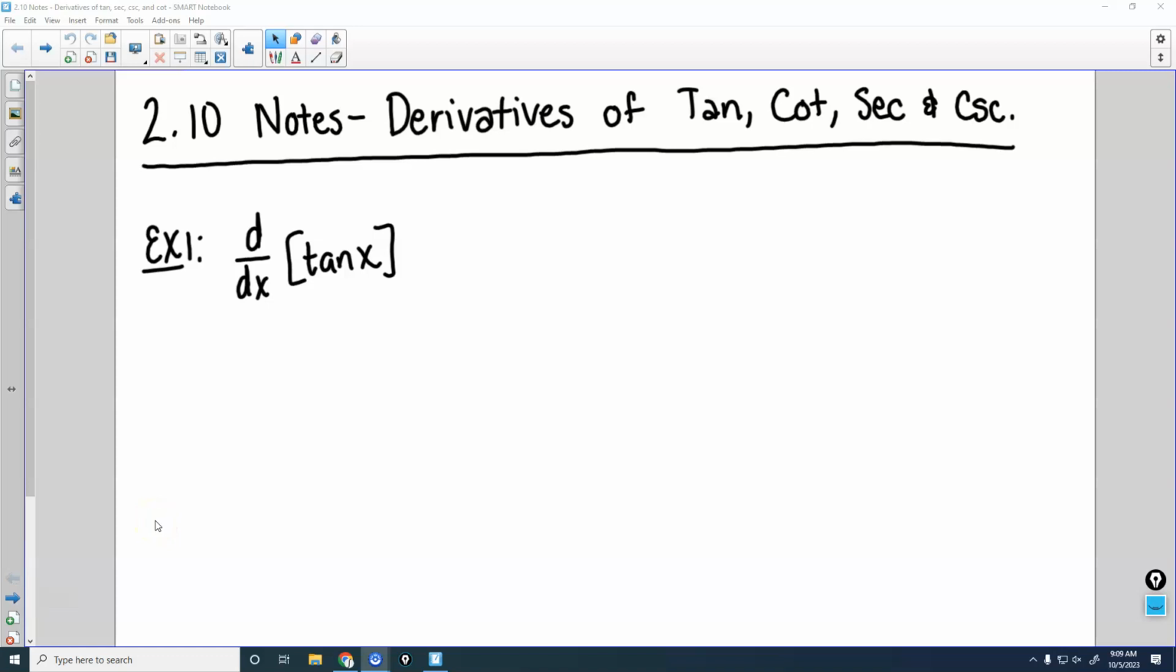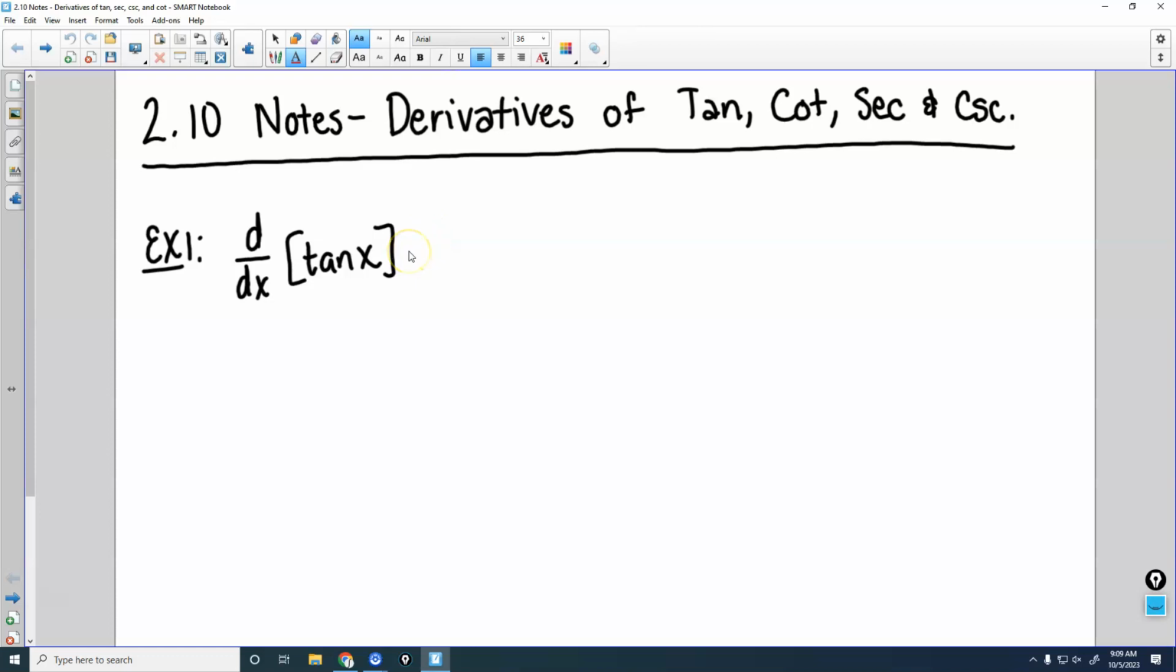Right, so we need to look at the derivatives of tangent, cotangent, secant, and cosecant, because we have not done them yet. So, we're going to do tangent together. I'm going to have you guys do the other three, probably in groups, and then we'll look at them.